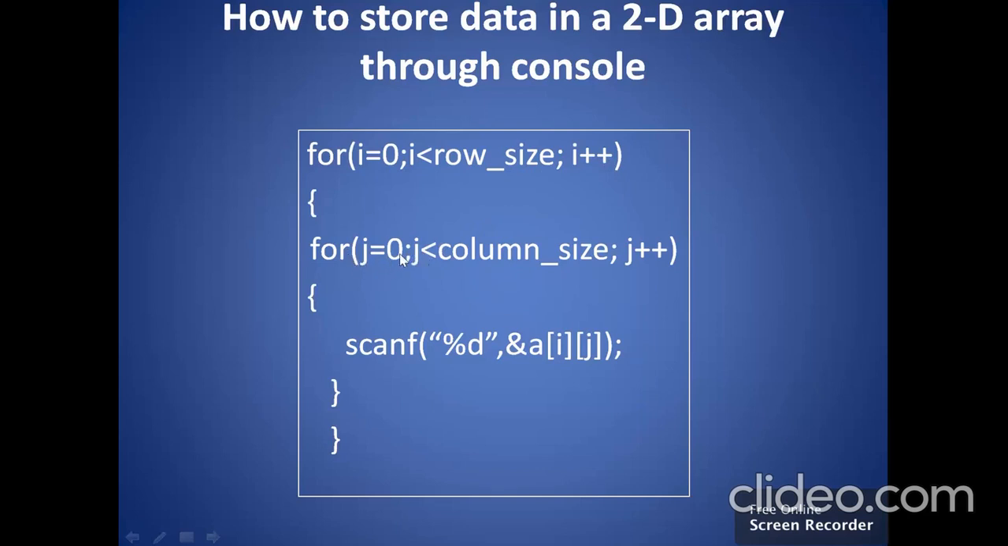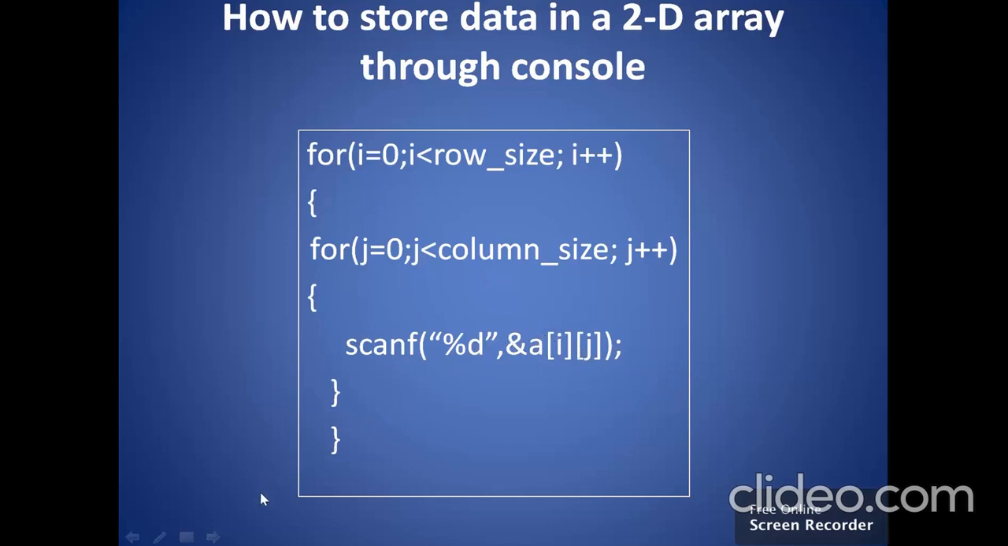Then after that, we move to the second for loop. The condition written in the second for loop is j equal to 0, j less than column size, then j plus plus. So with the help of these two for loops, we can point a particular memory location in the two-dimensional array. After these two for loops, the control will come to the scanf section. We know that with the help of the scanf function, we can easily store data in a two-dimensional array.